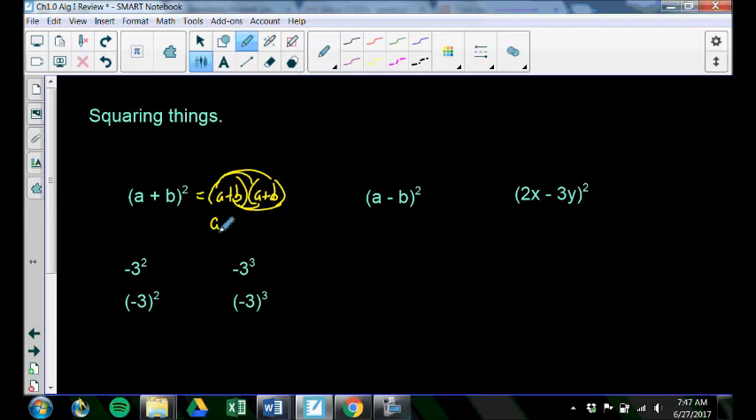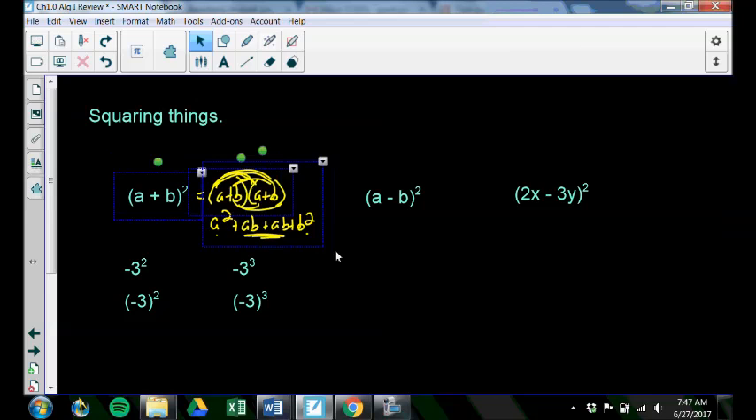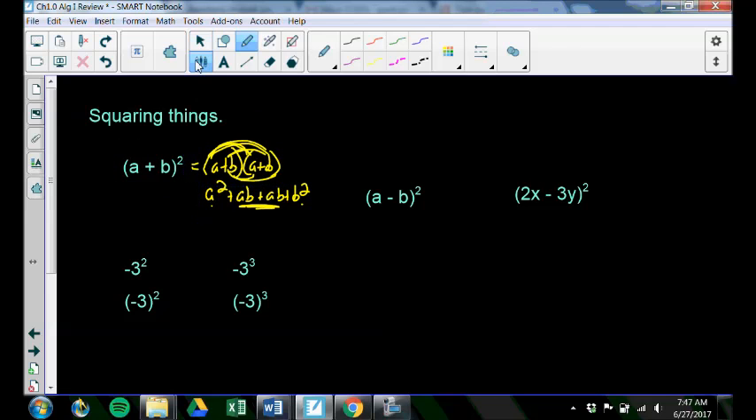So you end up doing a squared plus ab plus ab plus b squared. A times a is a squared. A times b is ab. B times a is ba, which we'll call ab. And b times b is b squared. These two things can combine. So it ends up being a squared plus 2ab plus b squared.